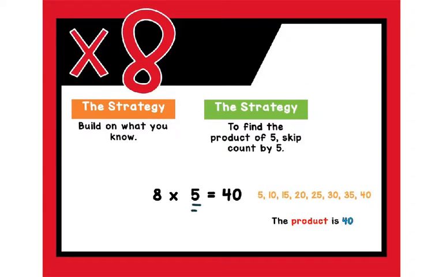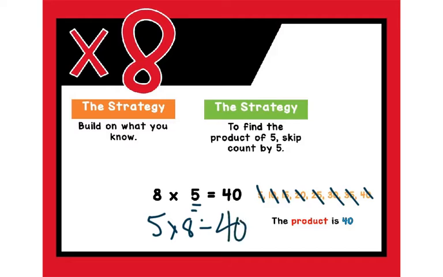I see a 5 here. That means I need to find the product of 5. I will skip count by 5s. So I have 5, 10, 15, 20, 25, 30, 35, 40. 8 times 5 equals 40. The product is 40. That means that 5 times 8 also equals 40.